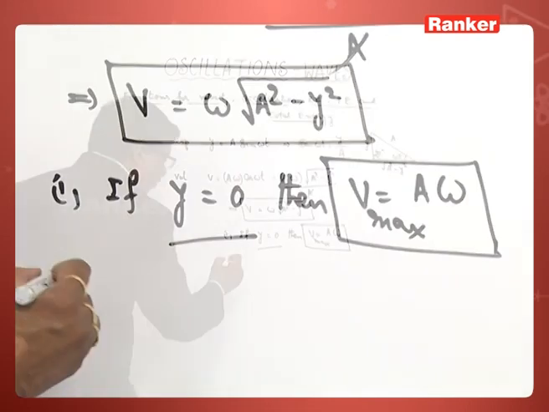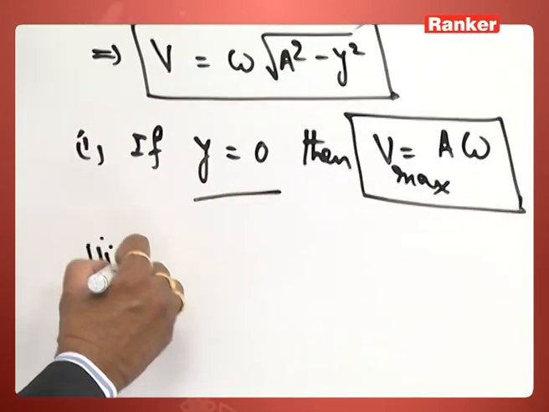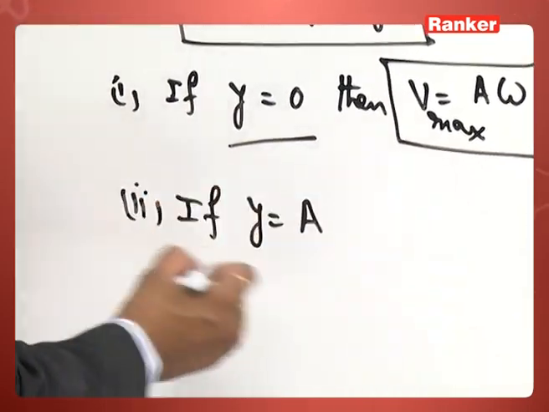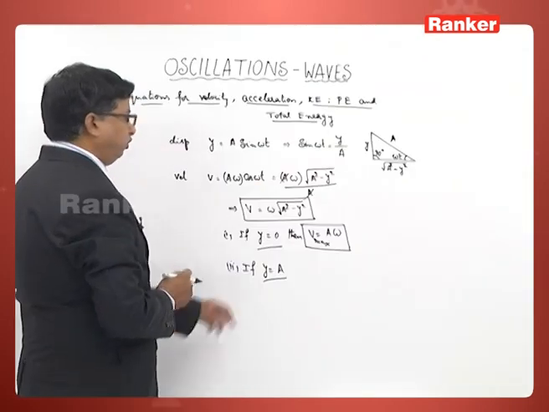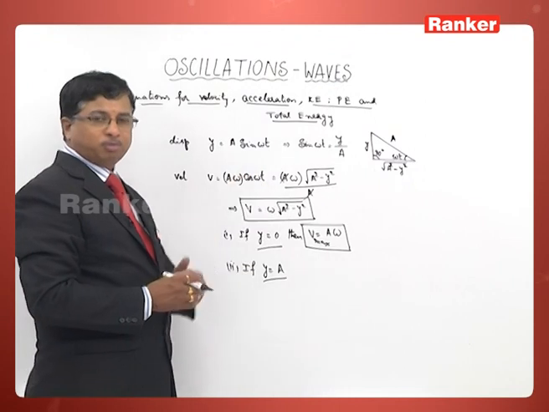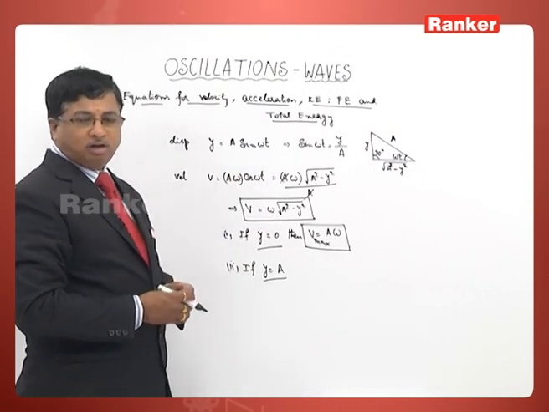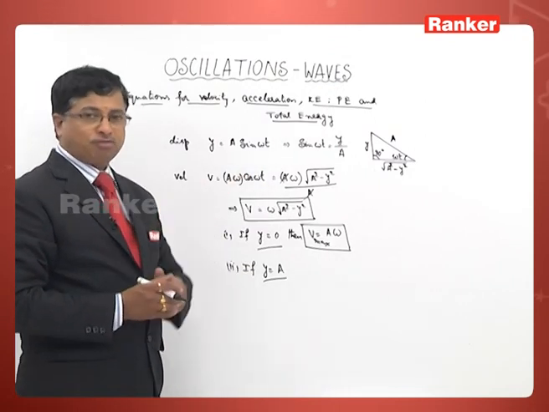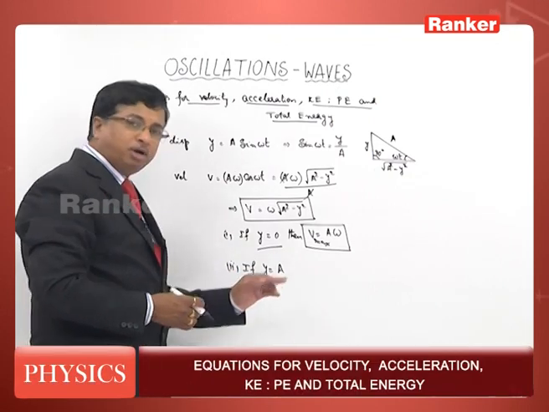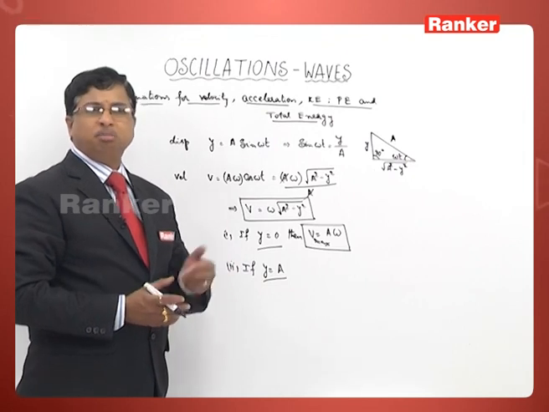Now, come to the second condition over here. If I consider y is equal to A, what do you mean by this? First of all, you identify displacement is equal to amplitude. What is amplitude by general definition? Maximum displacement. Maximum displacement itself is amplitude. Here displacement and amplitude are equal. What is the meaning of that?